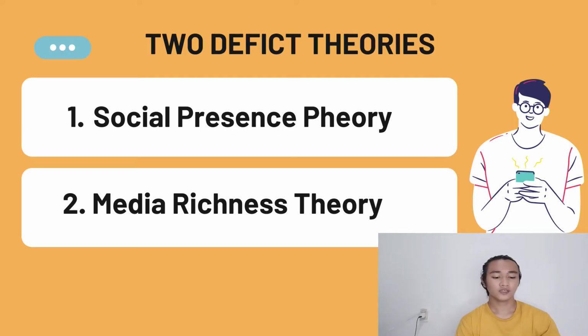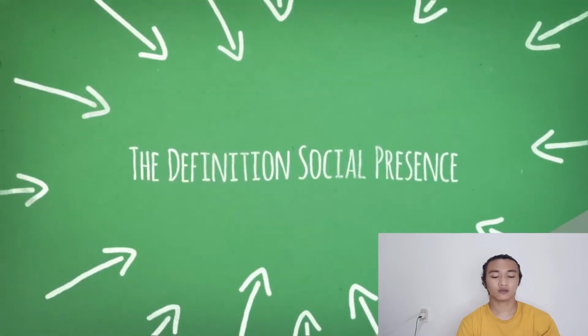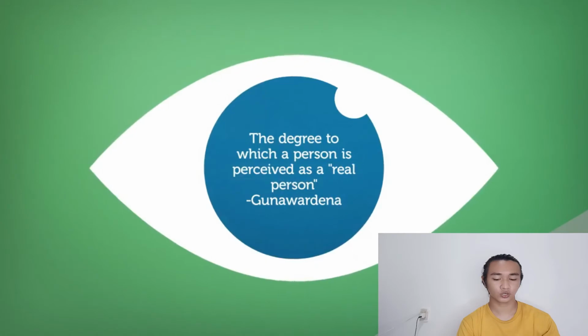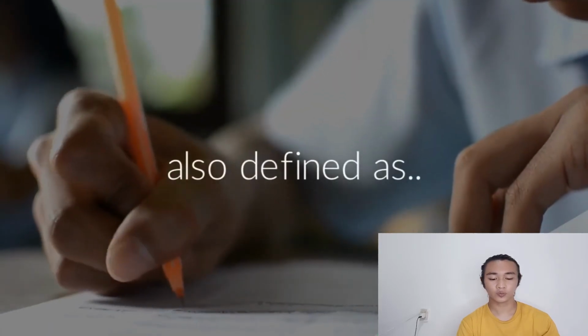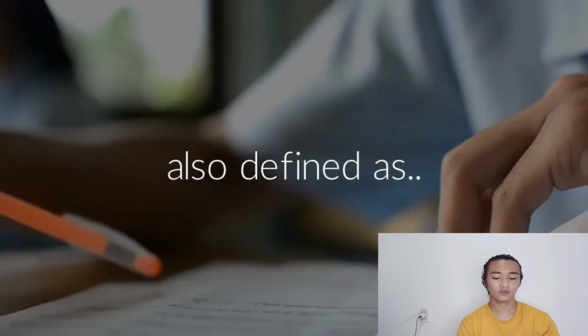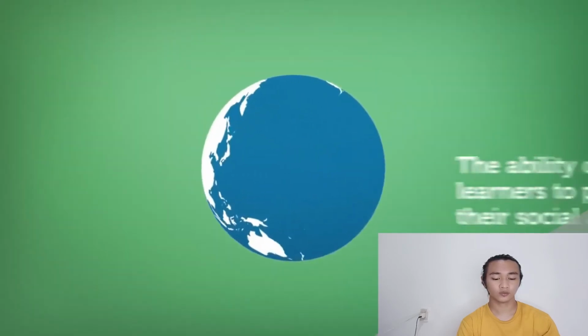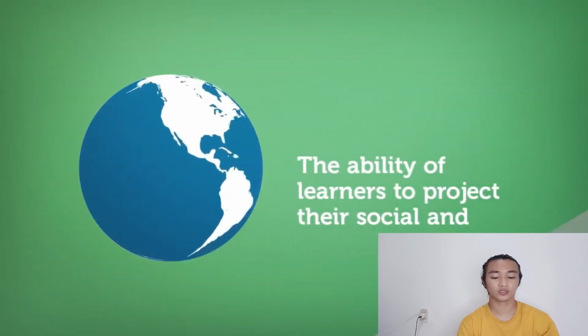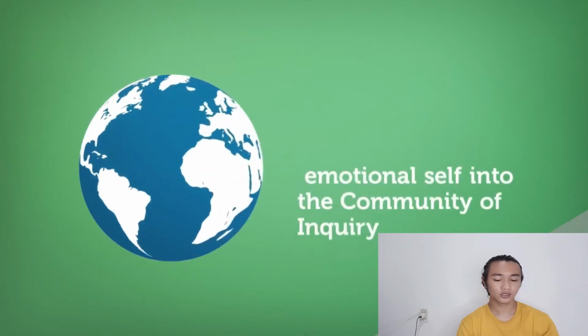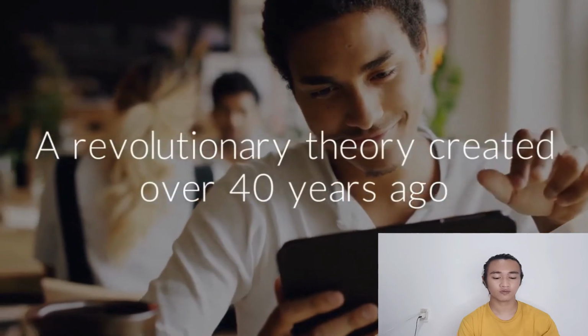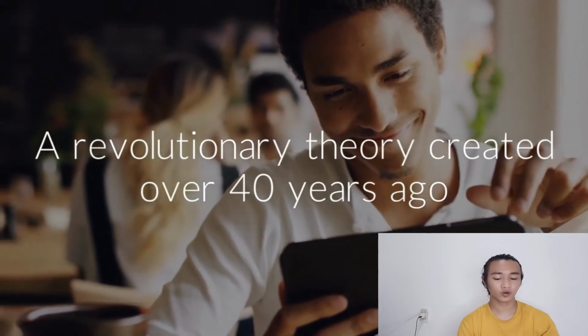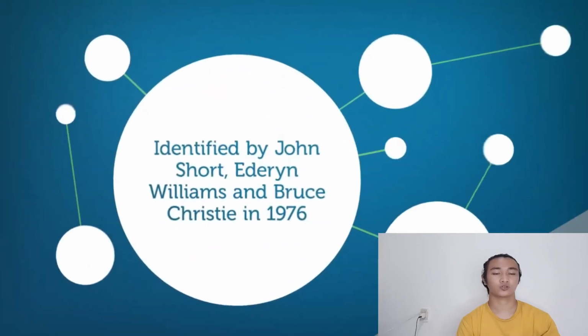There are two deficit theories that may help us understand the impact of filtering on CMC. The first one is the social presence theory. According to Short, Williams, and Christie, social presence refers to the feelings of psychological closeness or immediacy that people experience when interacting with each other. This closeness or intimacy generally is communicated through non-verbal cues like smiling, leaning forward, and having a relaxed body posture.